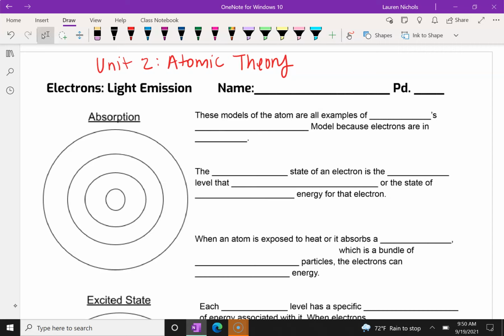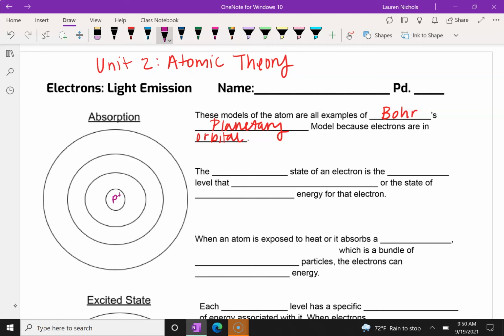Because we talked about how each electron has its own place, but what happens when it moves out of its place? These models on the left side of your screen and on your note sheet are all examples of Bohr's planetary model, and that's because our electrons are in orbitals, or it looks like they are orbiting the nucleus the way planets do the sun.